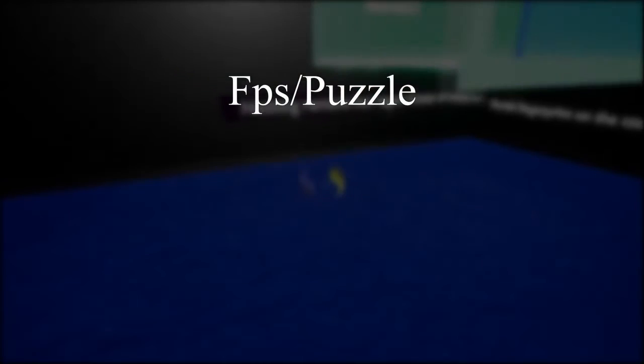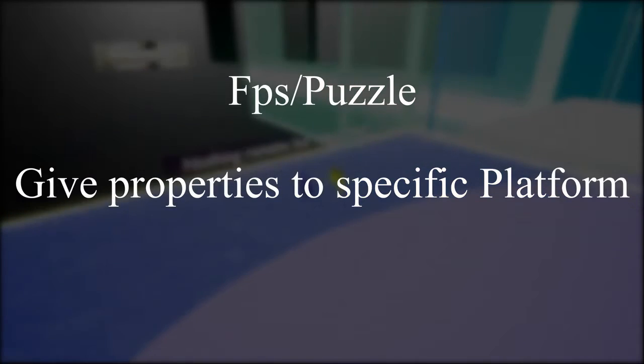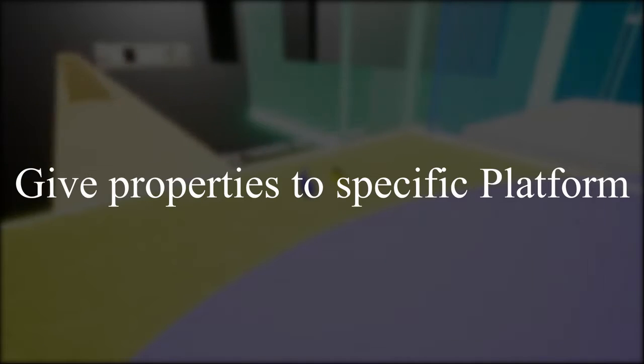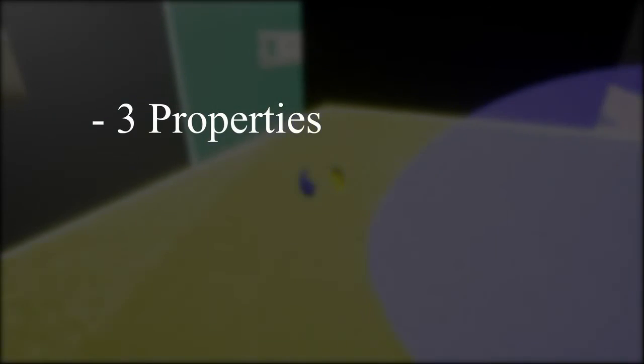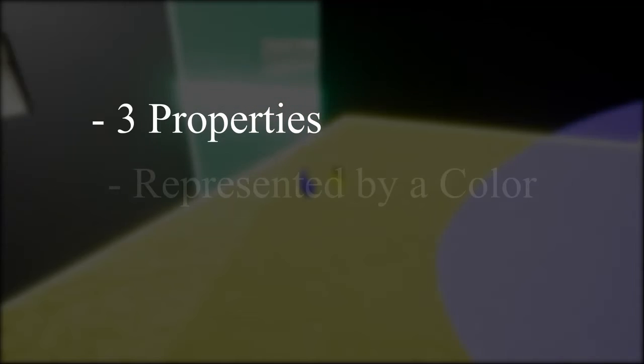So Trinity, what is it? Well, it is a FPS puzzle game where the main concept is that you can give properties to certain platforms. Using these properties, you have to find a way to reach the exit. There is a grand total of 3 properties that you can give, and you can't give more than one property at the same time. Each property is represented by a color.